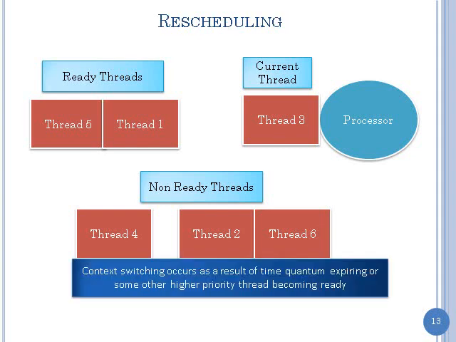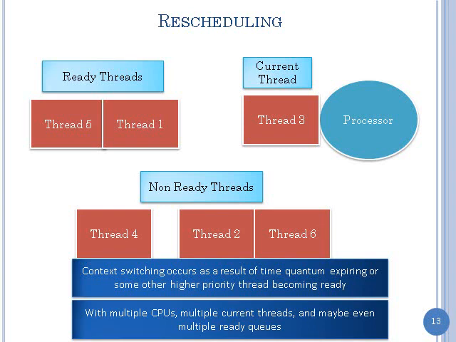Okay, so how interrupts cause rescheduling is, context switching occurs as a result of the time quantum expiring, or some other higher priority thread becoming ready. Or you're voluntarily waiting for something. A higher priority thread becomes ready typically as a result of some network interrupt, for instance, where this particular process was waiting for some network input, and suddenly a network interrupt occurs. So now it's eligible, and you want to always execute the highest priority thread, regardless of whether the currently executing thread has finished its time quantum or not.